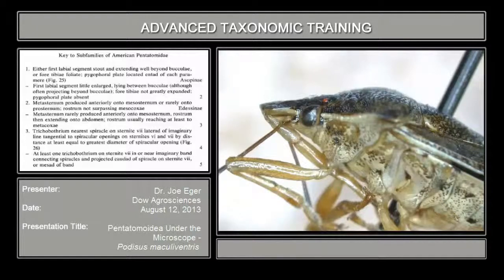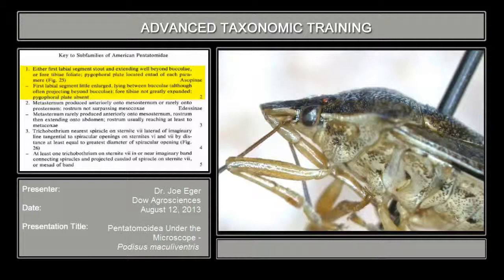If you look at the first couplet on the key to subfamilies of American Pentatomidae, your choices are either first labial segment stout and extending well beyond bucculae, or fore tibia foliate. The other option is first labial segment little and lying between bucculae, although often projecting beyond bucculae, and fore tibia not greatly expanded. You can see on this bug, it's got a really stout first labial segment. The bucculae are reduced, and the rostrum continues to be very stout. This is a predaceous bug. This is an Asopine. And this character of the rostrum is very typical.